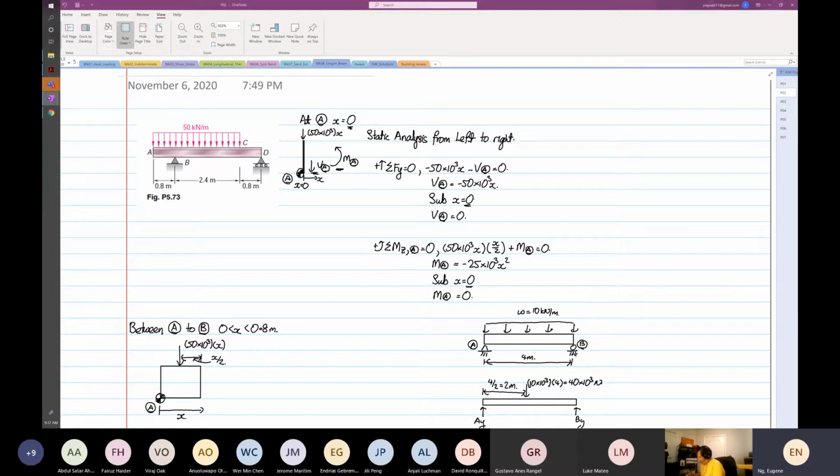Now, coming back to this now. What if now I call this X, right? So what we have over here is 10 times 10 to the power 3 X, because this distance is X. And then this equivalent load will act at X divided by 2. So what we have done is exactly the same.